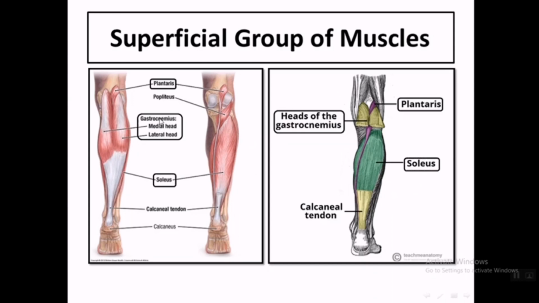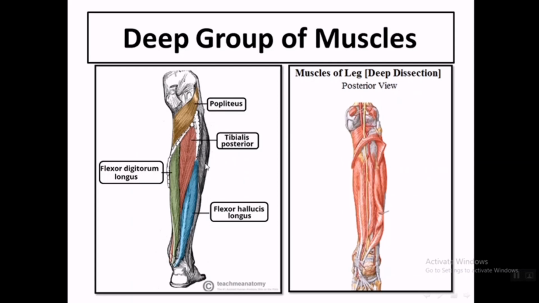These three muscles have a common tendon of insertion called the calcaneal tendon or Achilles tendon, which is regarded as the thickest tendon in the body. It is inserted into the calcaneum. These are the muscles.